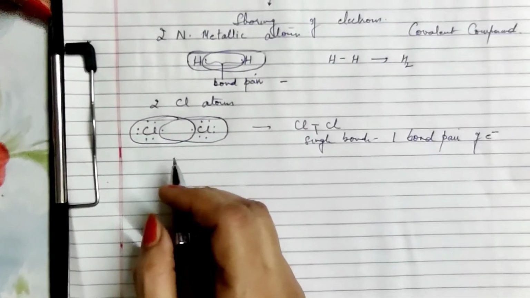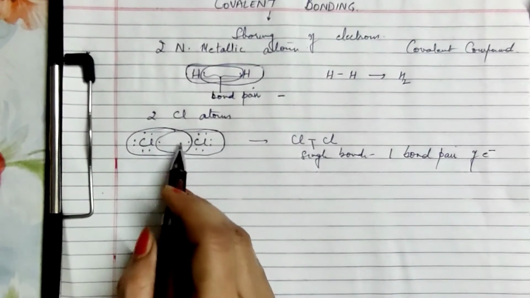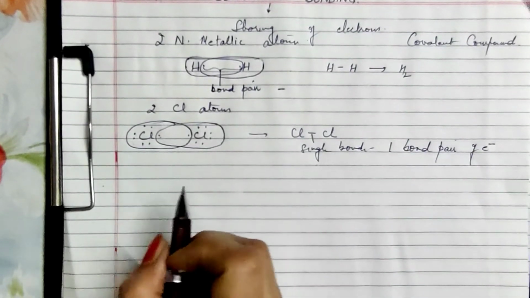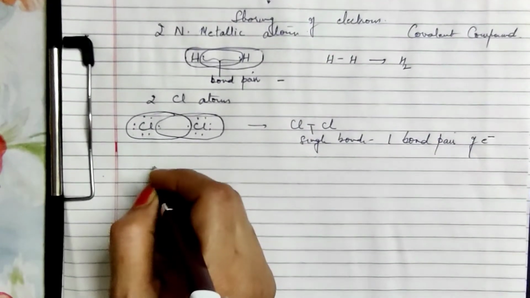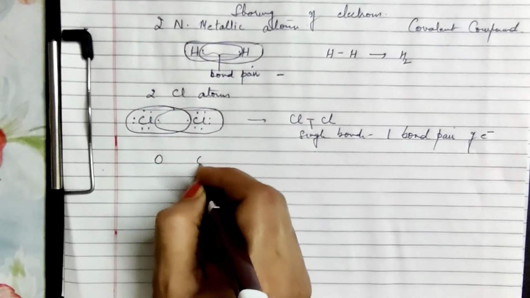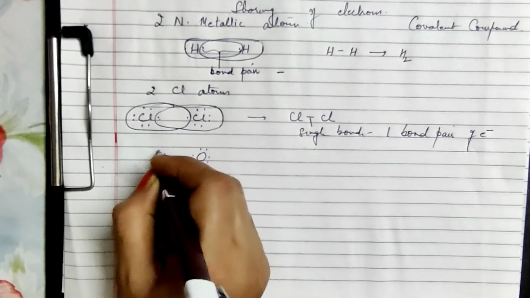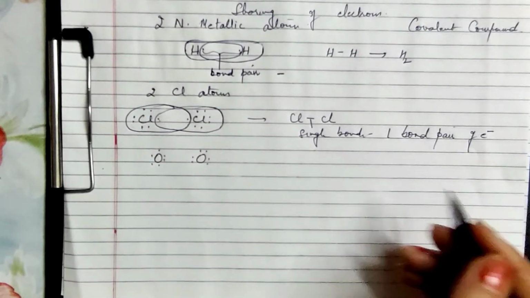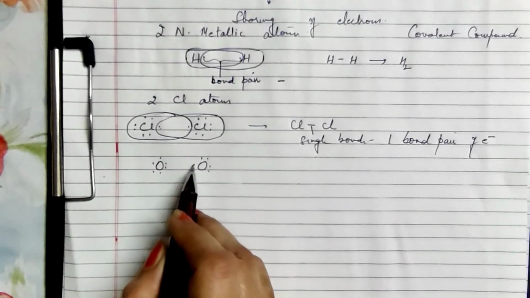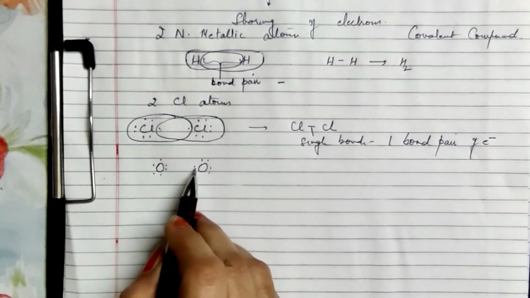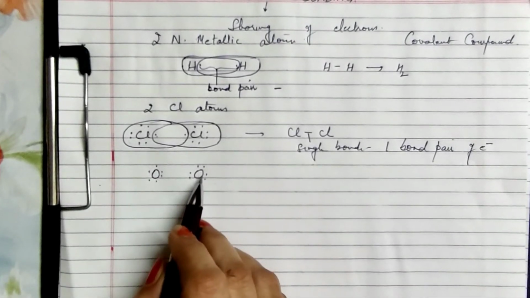Now it is not necessary that every time the sharing will be done with only one electron contributed from each atom. There can be more than one electron which can be shared. For example, if we have two oxygen atoms, both oxygen atoms have 6 electrons. Now in order to complete the octet, this oxygen will require 2 more electrons from the other atom. This atom is not willing to give the electrons to the first one, and the first one is not willing to give them to the other one.